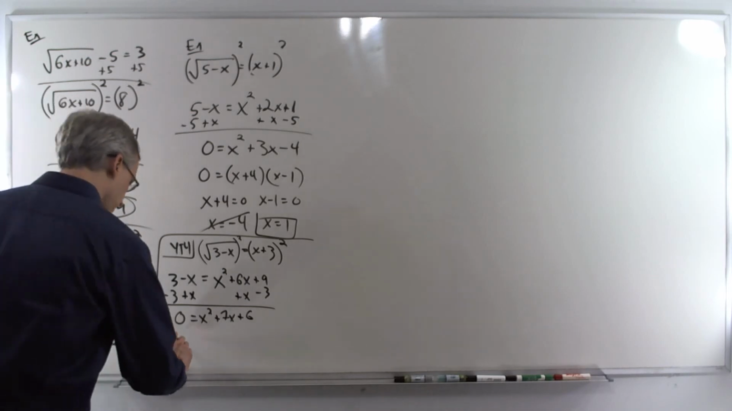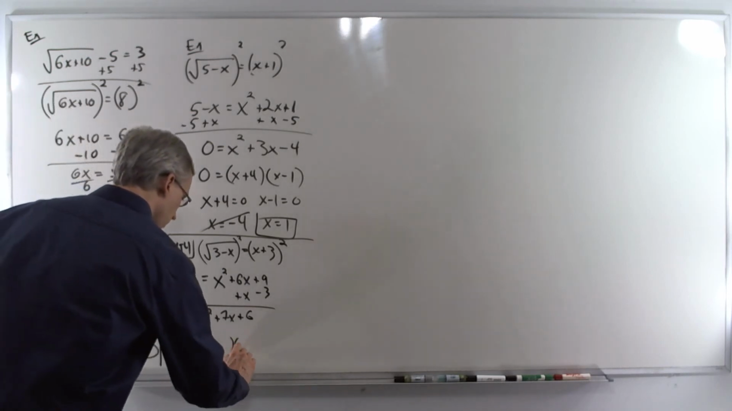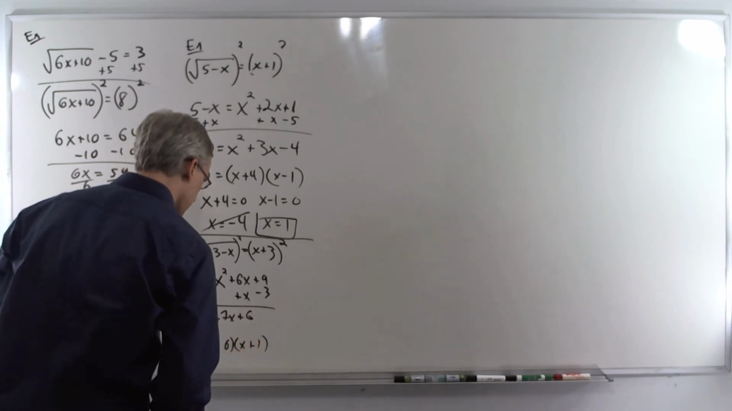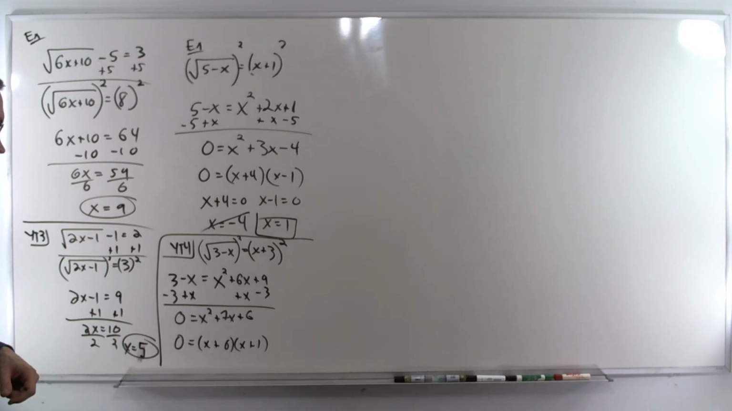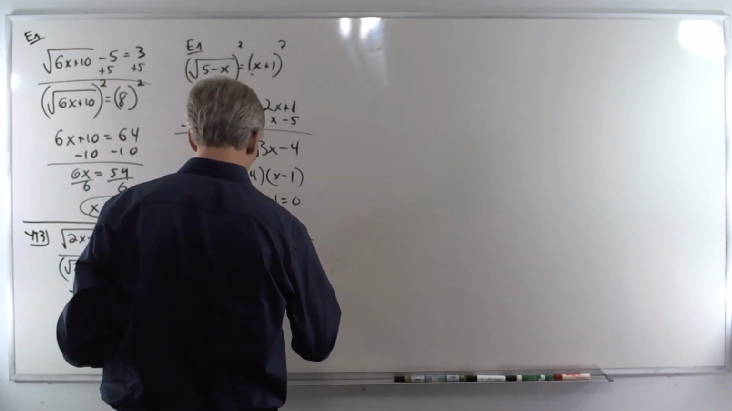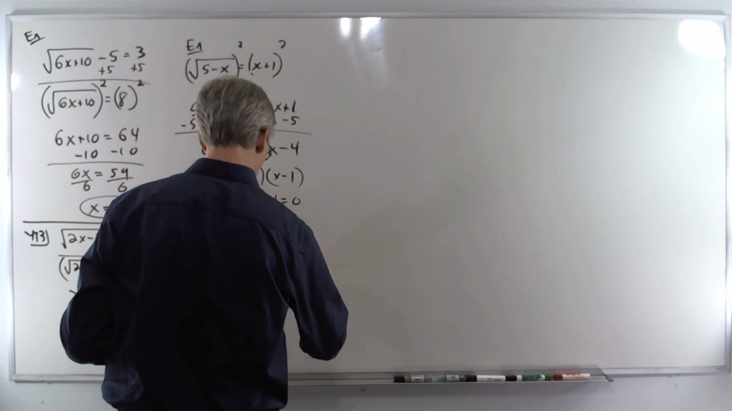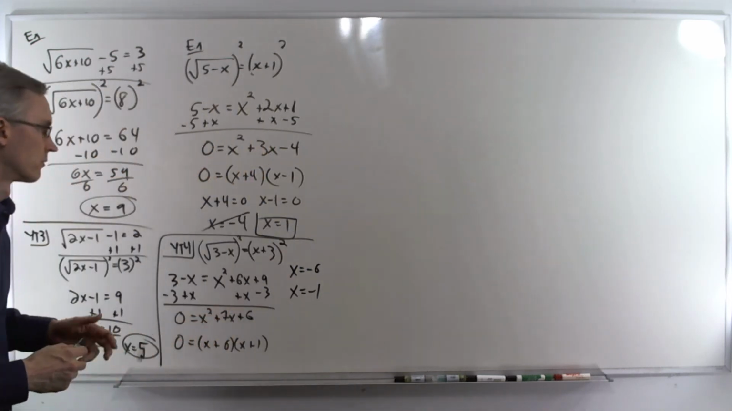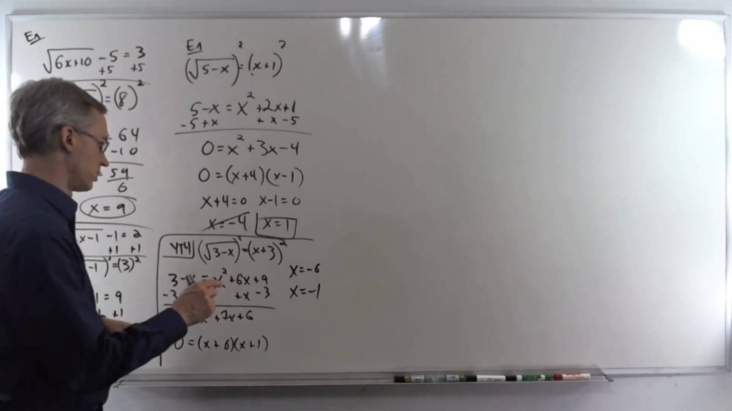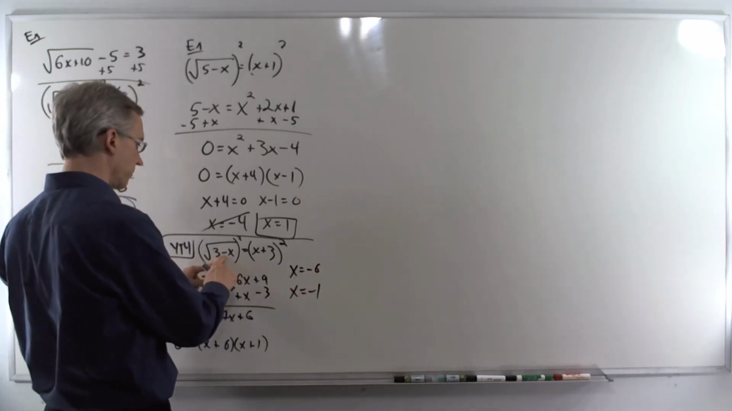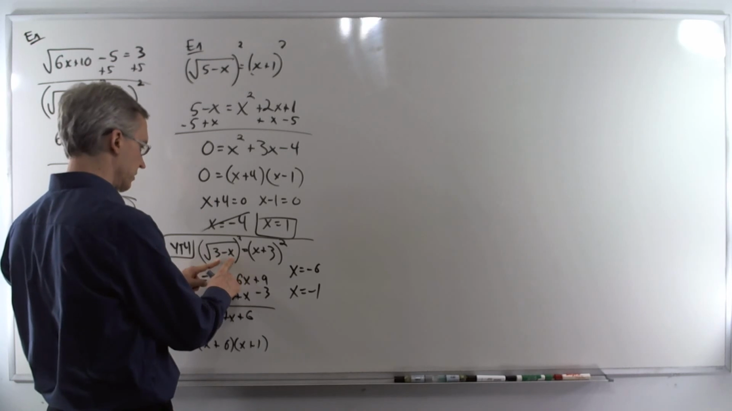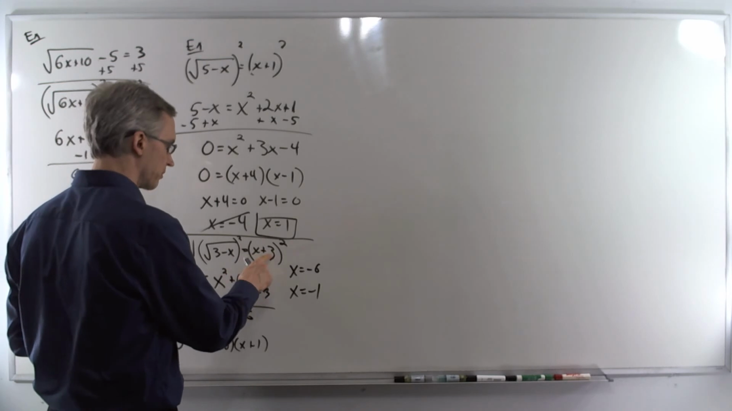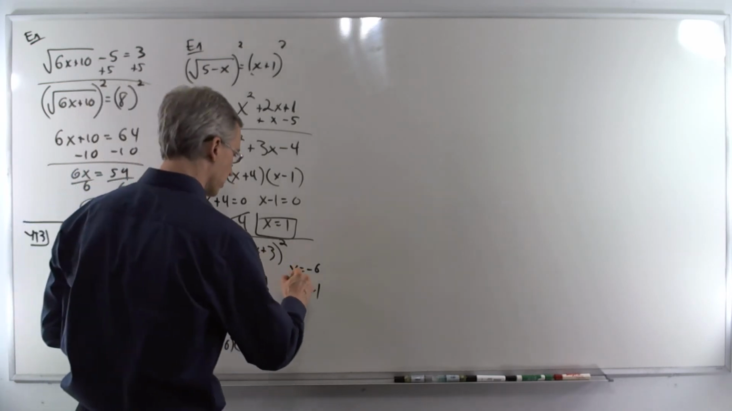And this will factor into x plus 6 times x plus 1. So when we solve both these individually, we get x equals -6 and x equals -1. So let's check those. We're going to take -6 and plug it in here. 3 minus -6 is 3 plus 6. So that's 9. Square root of 9 is 3. Over here, -6 plus 3 is -3. So that does not work.